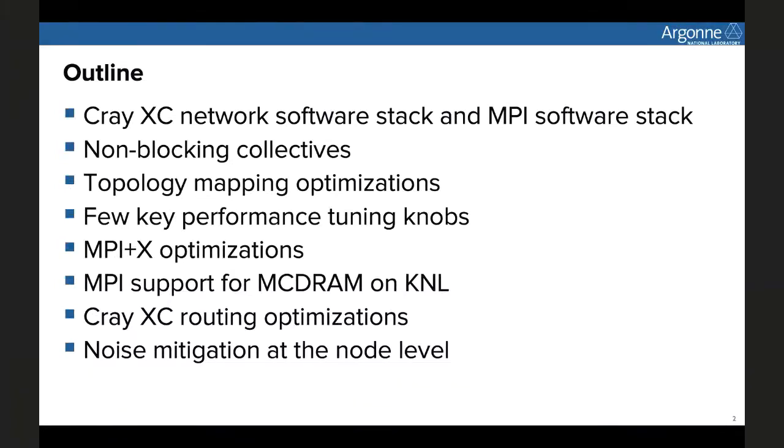I'll introduce that. Then the MPI support for MCDRAM on KNL. KNL has this MCDRAM high bandwidth memory, and the specific optimizations for that will be touched on. Then the Cray XC routing based optimizations, how to take advantage of the routing algorithms for optimizing MPI, will be touched on. Then I will talk about the noise mitigations at the node level.